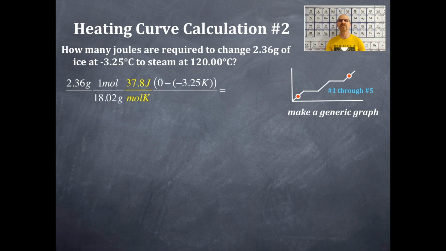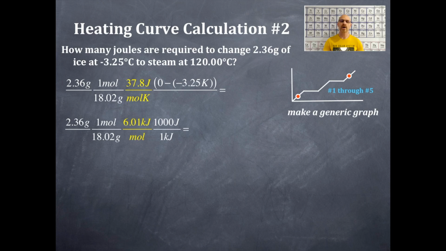Now we need to do step number 2. What drives step number 2? Step number 2 is driven by the constant at step number 2. The constant for step number 2 is the heat of fusion, and that is 6.01 kilojoules per mole. On the far left-hand side you have the 2.36 grams. Those grams need to cancel out, so you have 18.02 grams in the denominator of the next term, and in the numerator is 1 mole. That's the molar mass for water. Then the moles are going to cancel out.